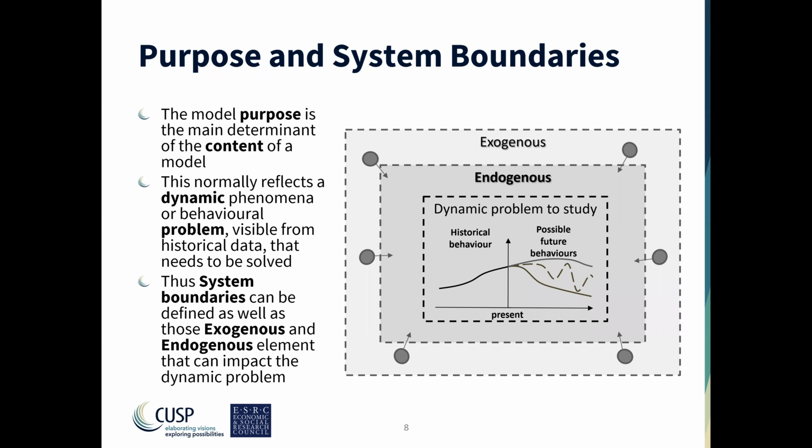So the purpose is always the main determinant for the content of one particular model. The models normally focus on one particular problem that is dynamic in nature, is shown up by some historical data, and we want to solve it. The result is that we can start framing some system boundaries around this problem, and so differentiating between what is the endogenous structure which can impact that system and what is exogenous, which basically is the part of the system that I cannot explain but still will impact my particular dynamic problem.